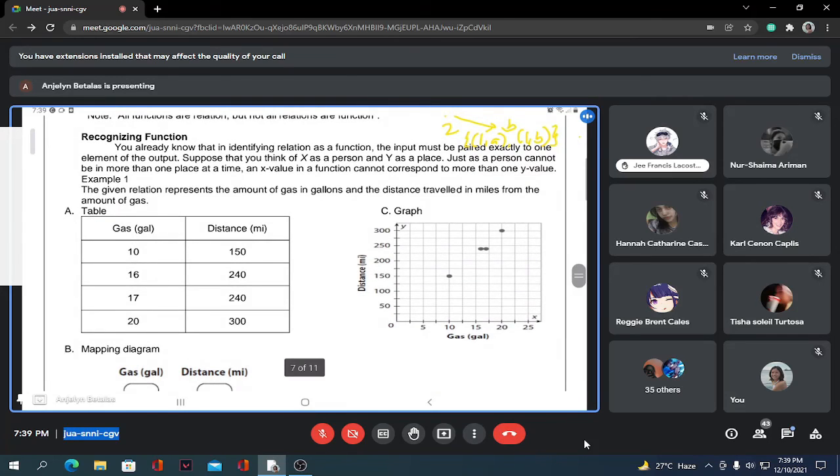Anyway, now let's recognize if the given is a function or not. Okay, letter A. 10, 150, 610 to 40, 17 to 40, 2300. Is this a function? Yes. Nothing repeats in the input, the x. Right? Yes, ma'am.